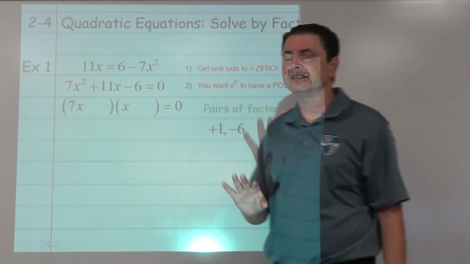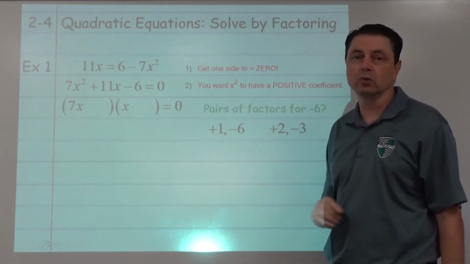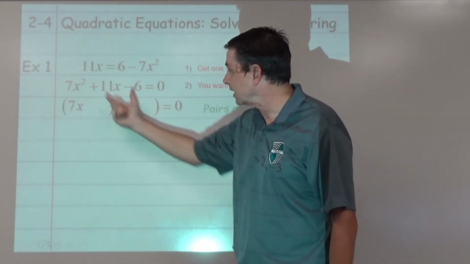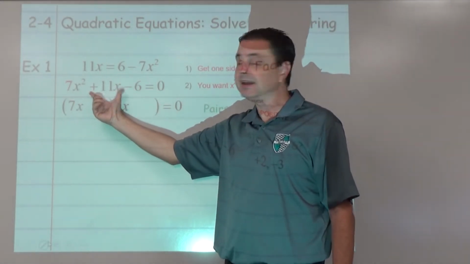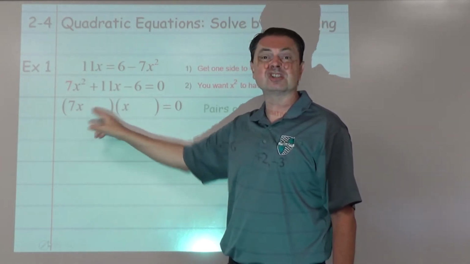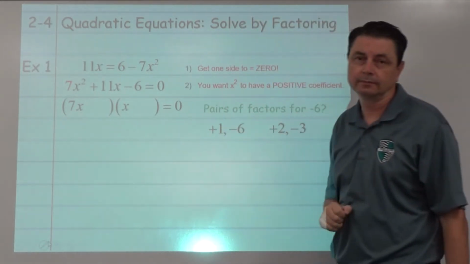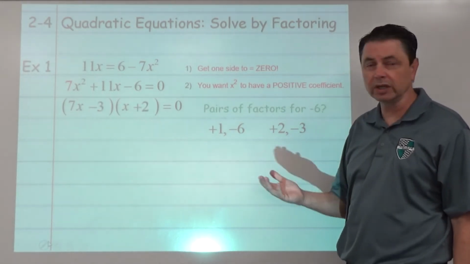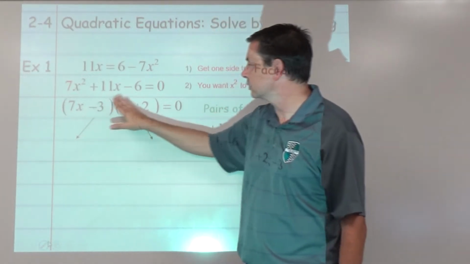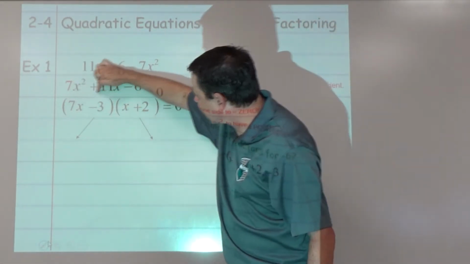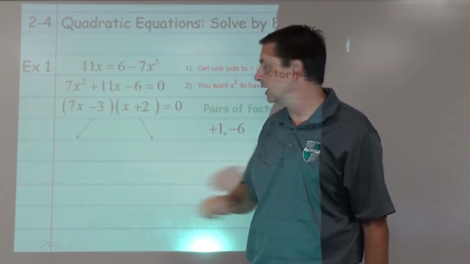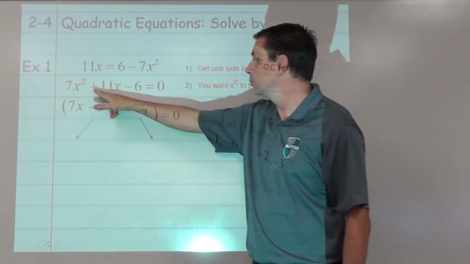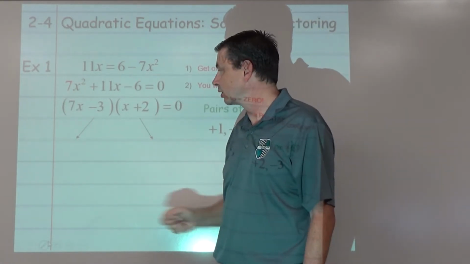So if you want to pause here, see if you can figure out which one it's going to be. And if you end up checking by going outside, inside, and you get negative 11x, it means keep them where they are, but just change the signs. I think the one that's going to work is if this is a minus 3, this is a plus 2, because outside would be plus 14x, inside is negative 3x, and those combine to be positive 11x, so we're there.